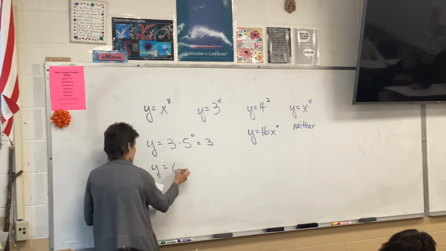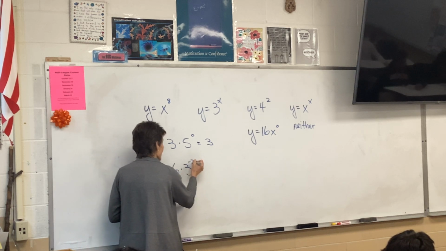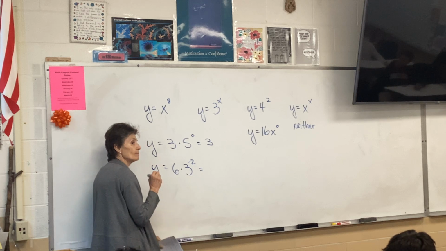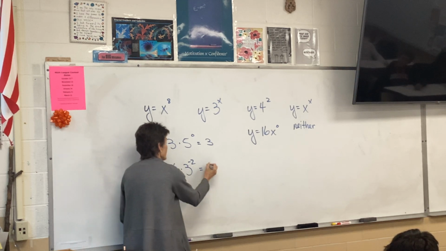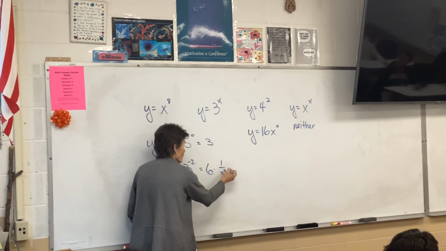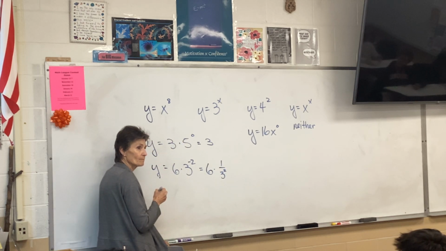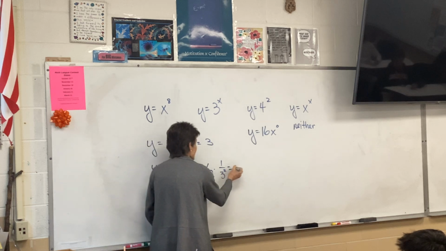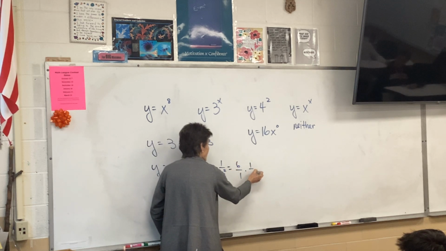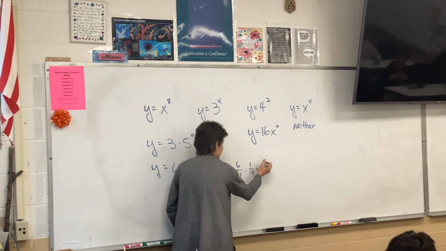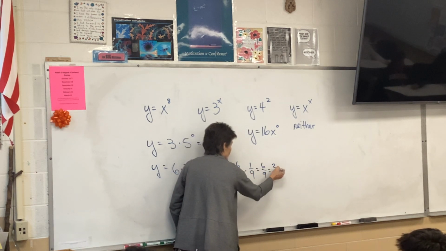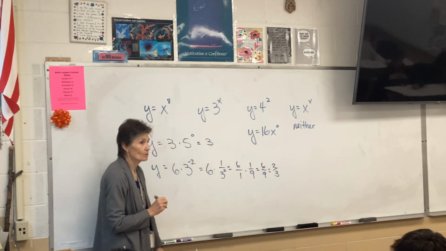6 times 3 to the negative 1/2. 2/3. So 3 to the negative 1/2 means 1 over 3 squared. Do you remember that? And that means 6 over 1 times 1 over 9. Remember, I'm not using the calculator. I'm going to have to be able to do this without a calculator. So that's 6/9, which reduces to 2/3.